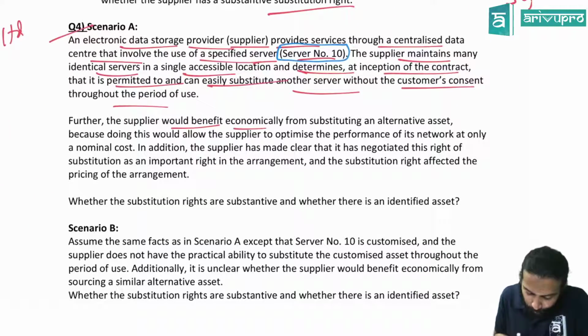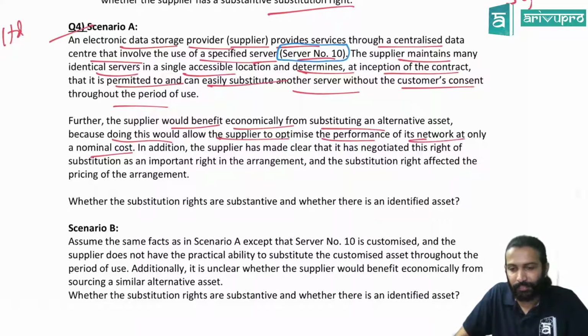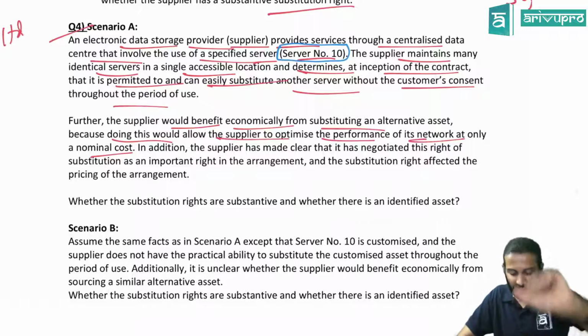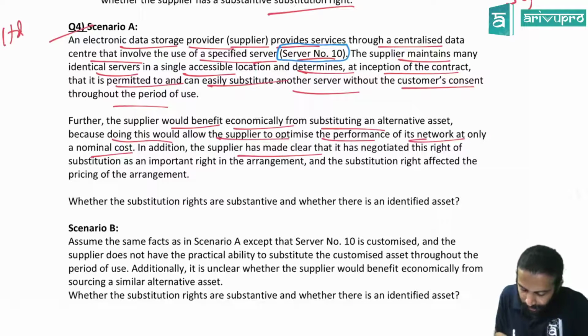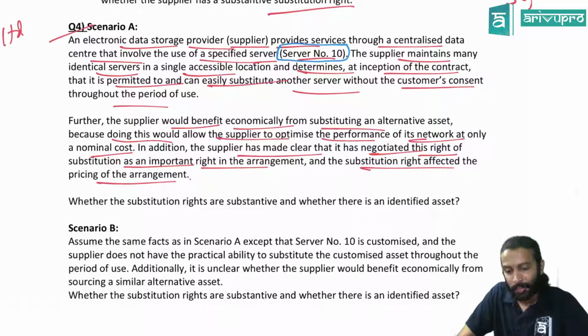Further, the supplier would benefit economically from substituting the alternate asset, because doing this would allow the supplier to optimize the performance of its network at a nominal cost. So by doing this, he will save cost. So that means the ability is also there, correct? And the practical ability to substitute throughout the period is also there, and it's beneficial also. In addition, the supplier has made it very clear that it has negotiated this right of substitution as an important right in the arrangement, and the substitution right affects the price of the agreement. So based on this substitution right only, they have decided on the price. Otherwise, maybe you would have charged higher or lower.